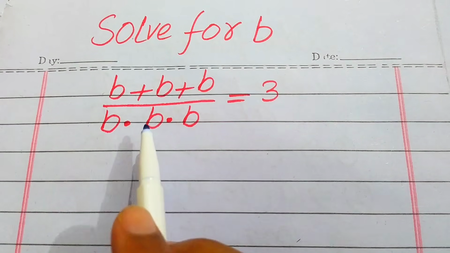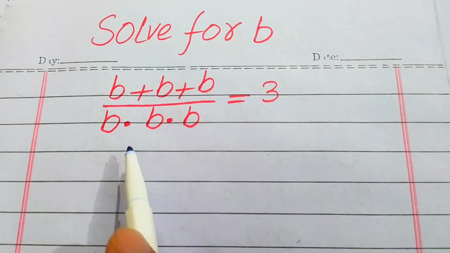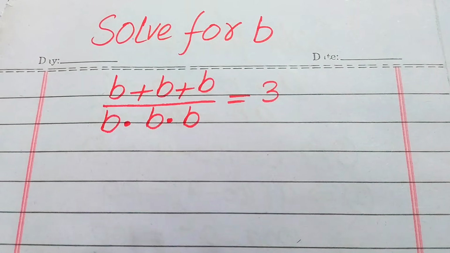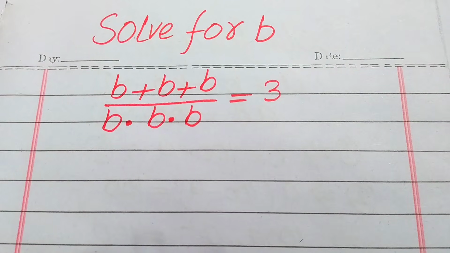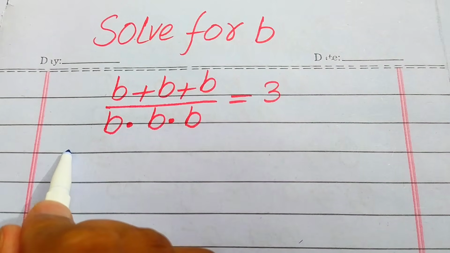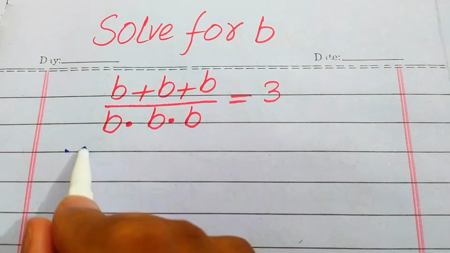So here we have b plus b plus b divided by b multiplied by b multiplied by b equals 3, and we solve this problem for all the values of b. So here first we need to find all the roots of this equation, and now we move towards the solution of this problem. Further we solve this problem with two methods.